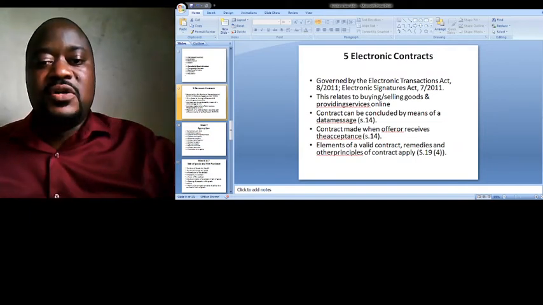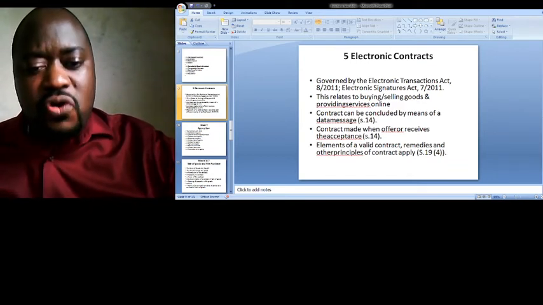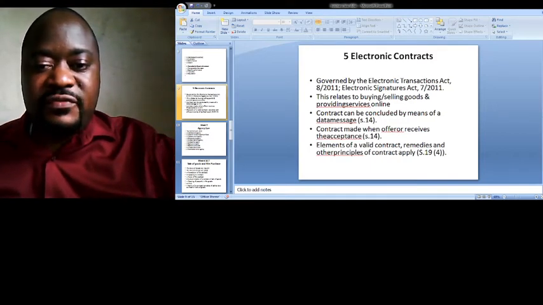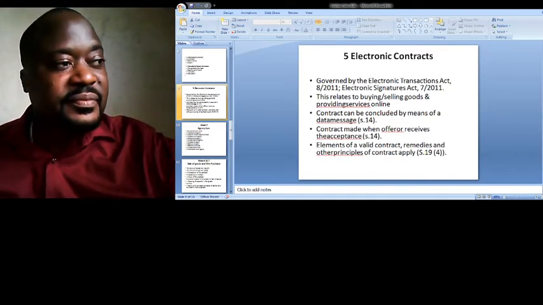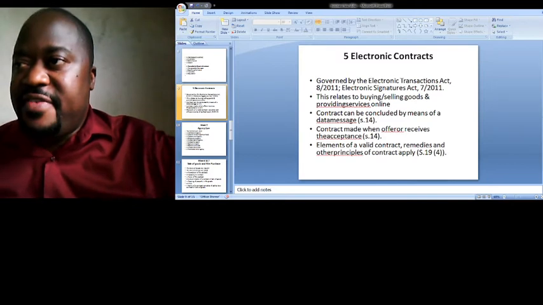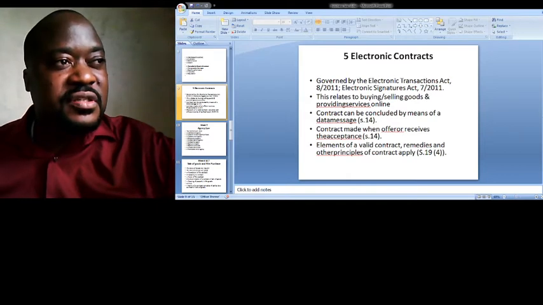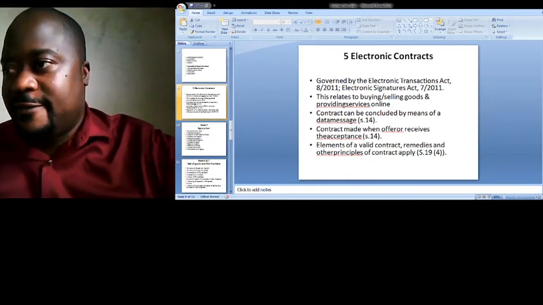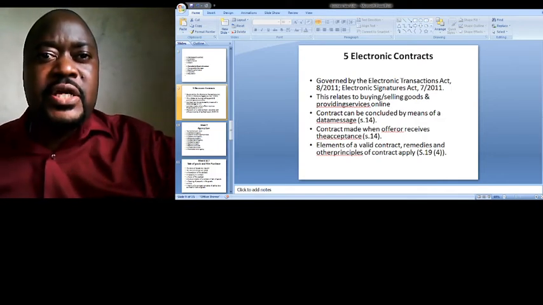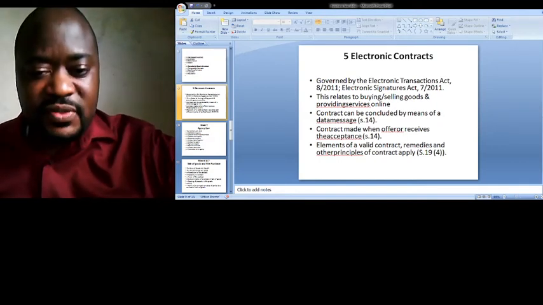Still under contracts, we'll look at what I've termed as electronic contracts. These days, you do not need to travel to Japan. You do not need to travel to China. And neither do you need to travel to Germany if there is something you want from those countries. But you can transact online. And that is the business world of today. Because remember, we are in a global system, what we call globalization or global trading systems.